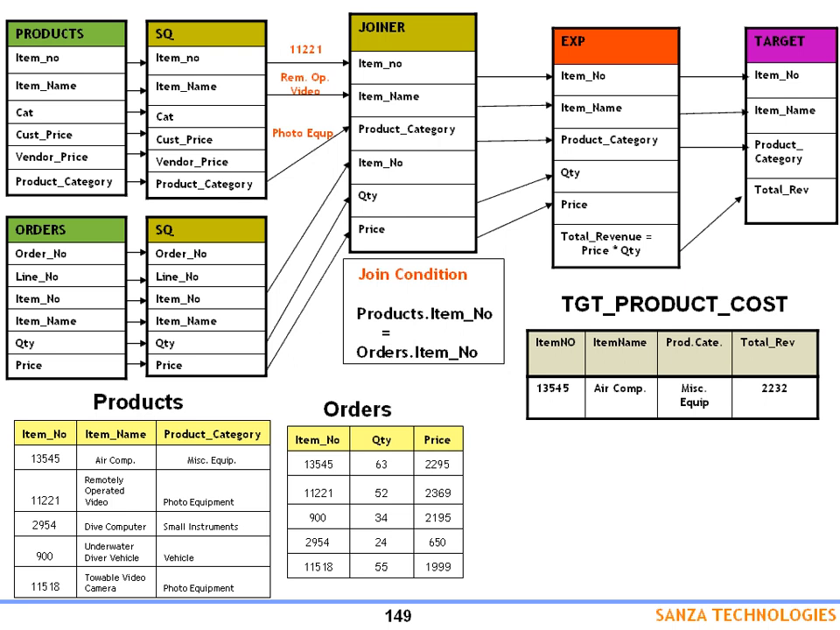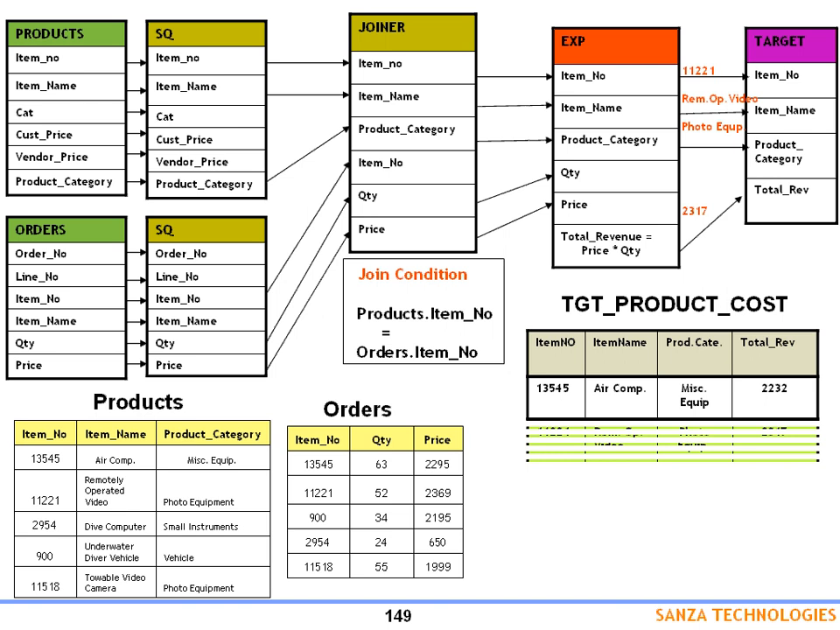The second record comes in from both the sources. 112221 is the item number. Based on the condition, both item numbers are the same, true. So it will go out, the expression will calculate the data, and then the data will be loaded into your target table.